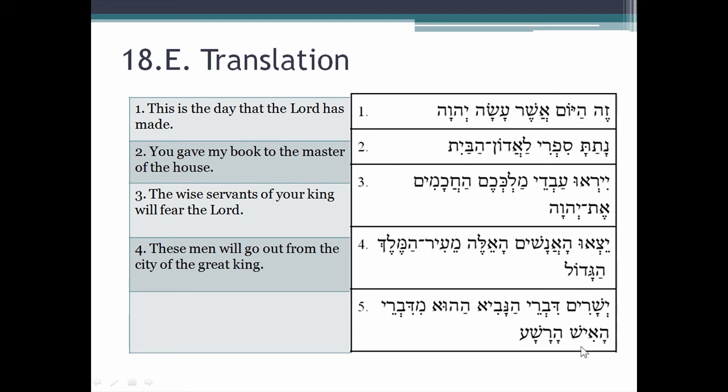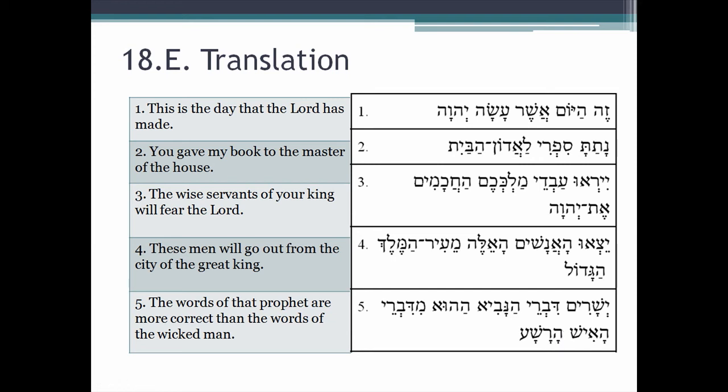Number 5, we have Yesharim divrei hanavi hachu. Then we have midivrei ha'ish harasha. Number of things here to watch out for. Let's just turn the translation on so you can follow this. Our verb form is where? Guess what? We don't have a verb. It's kind of startling.